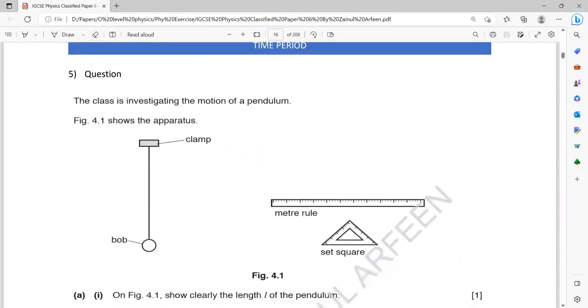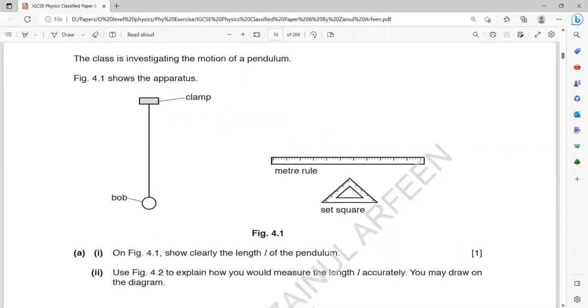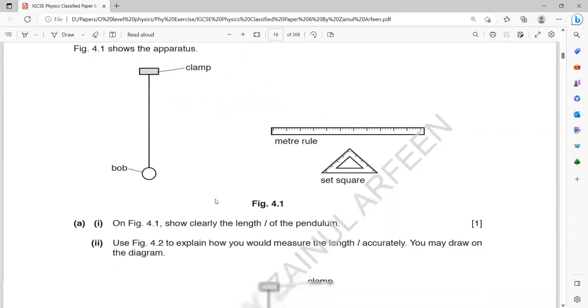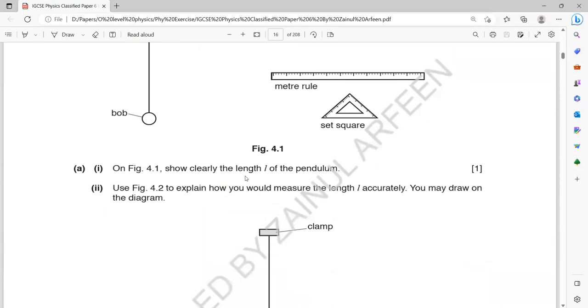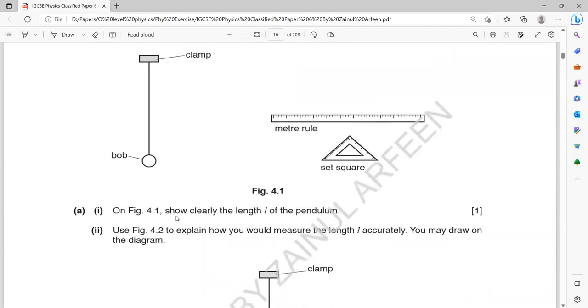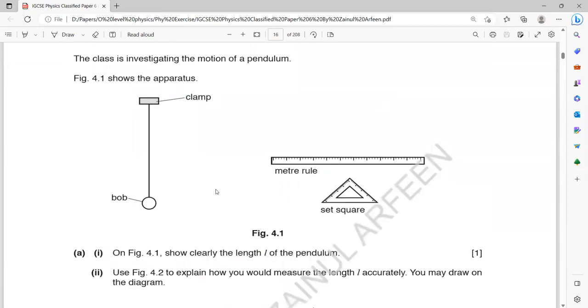So question 5, the class is investigating the motion of a pendulum. Figure 4.1 shows an apparatus. A mass is attached to the spring and it will vibrate to and fro. That is the pendulum. On figure 4.1 show clearly the length of a pendulum. If you want to, you can use chat, mic or screen annotation. So what should be the length of a pendulum? If you have to mark that as L, what should be the length of the pendulum?